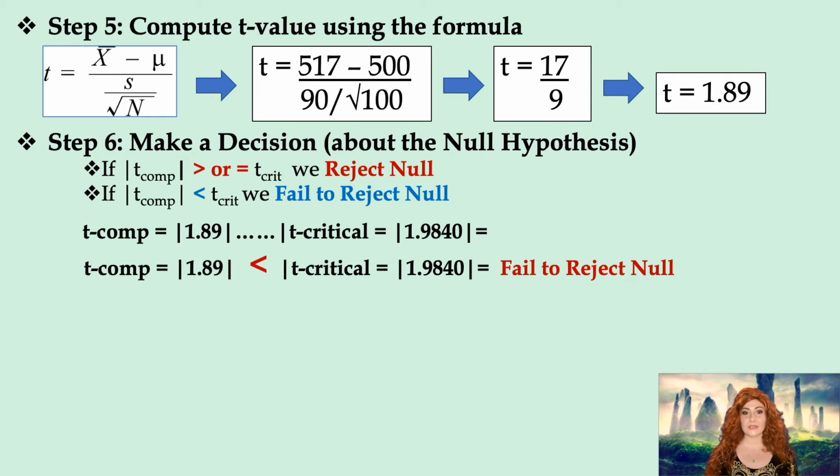So therefore our decision is going to be to fail to reject the null. If we fail to reject the null, it means we are not rejecting it, we are keeping it. So if we keep the null, then our decision is that the null in fact is true.